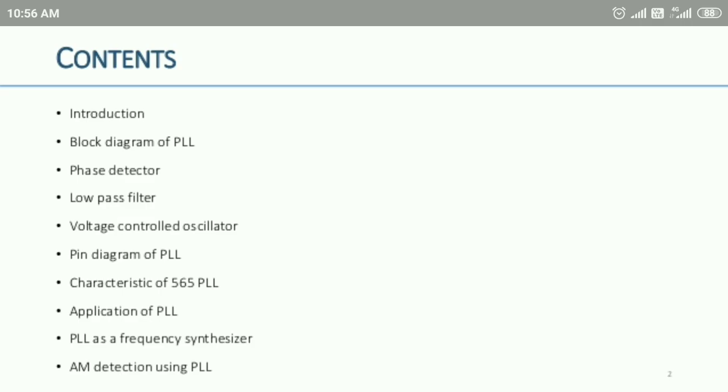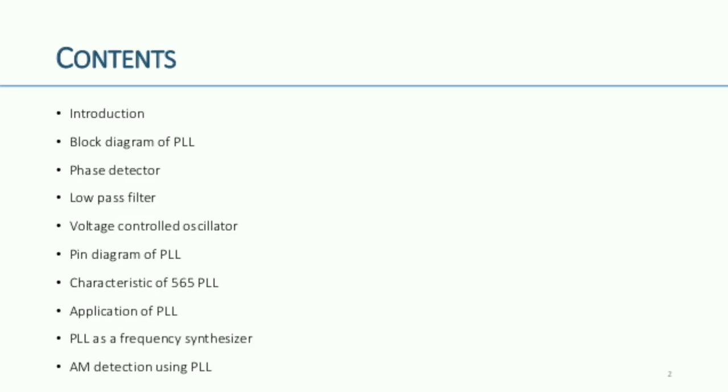Good morning students. In the previous video we completed the fourth module. There we discussed the different types of A to D converters, D to A converters, and rectifiers, precision full wave and half wave rectifier circuits, and some of their applications.